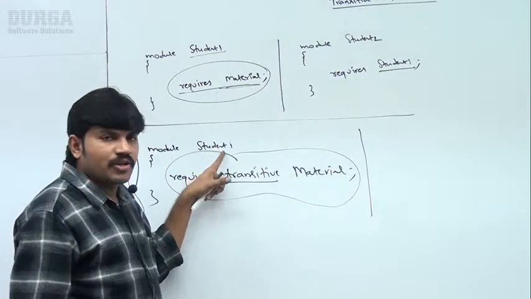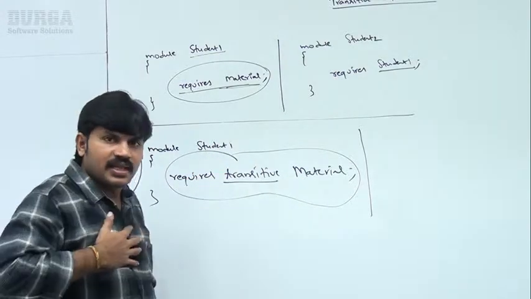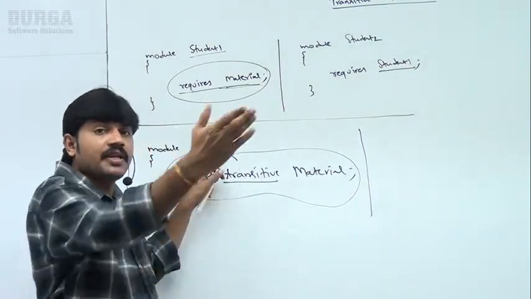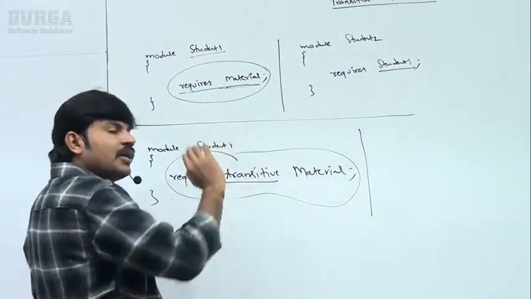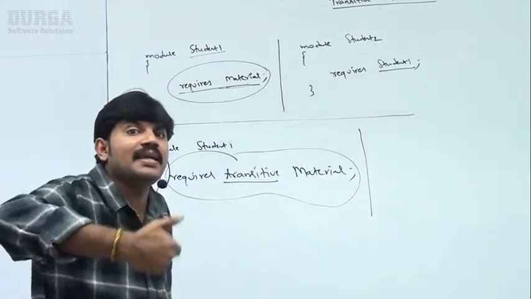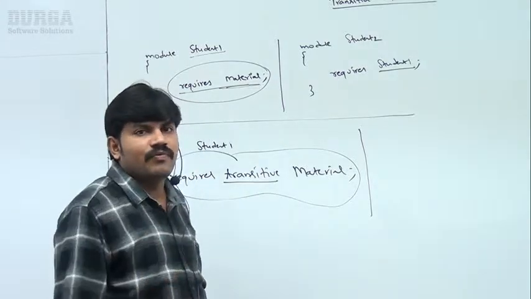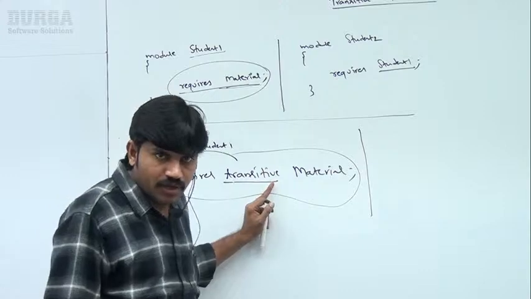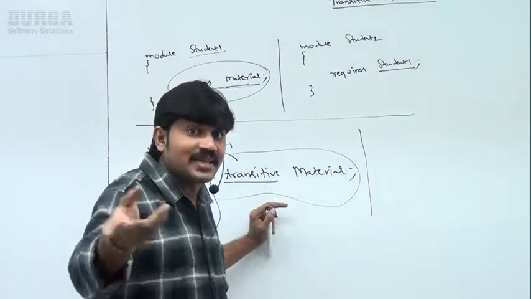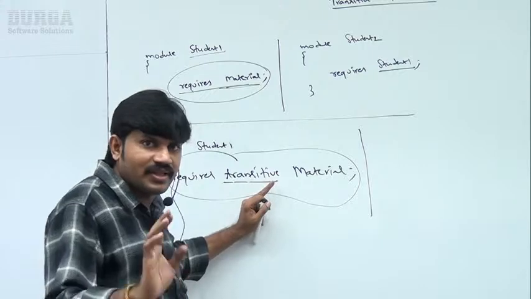Now, in this scenario, student 1 is telling, sir, I want material not only for my sake. If any other person is going to ask me, I will share this material. If you have such a type of implied readability, then we can go for the transitive keyword. Are you able to understand, right? Sir, it is not a transient keyword. Transient is different, transitive is different.